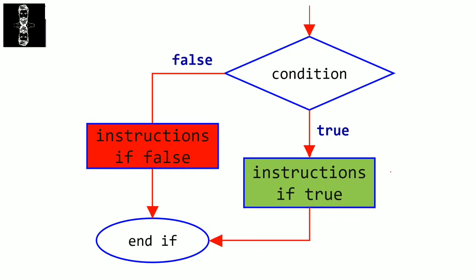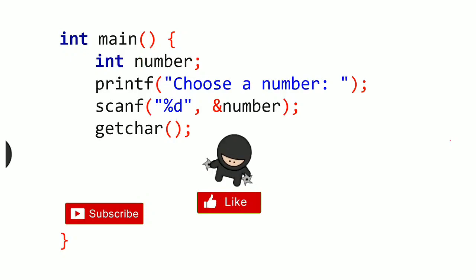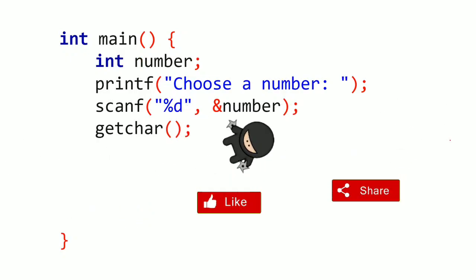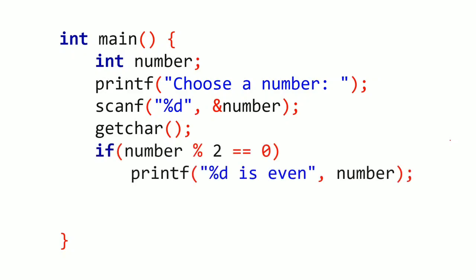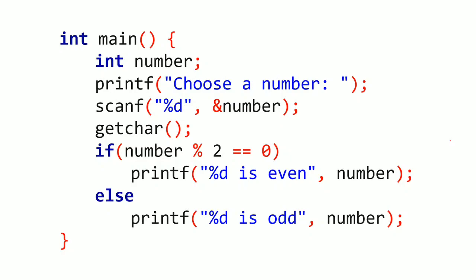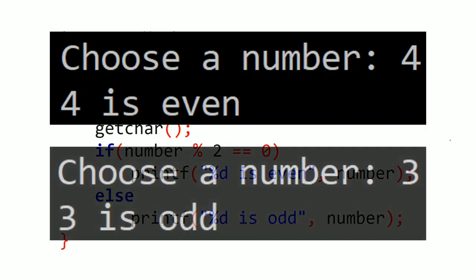Second example, we want to check if a number is even or odd. We know that a number is even if it's multiple of 2. So first we get a number from the user, and then we tell if it's even or odd depending on the number. So if number mod 2 is equal to 0, we print that it's even, else we print that it's odd. We can try compiling. If we choose 4 we get even, and if we choose 3 we get odd.